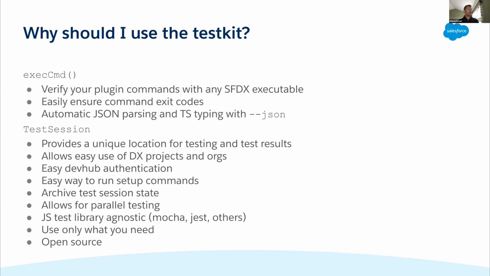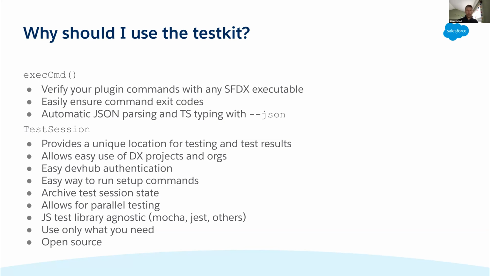Easy use of DX projects and orgs. If your plugin requires a project, you can point us to a GitHub URL, and we can clone it into the test session directory, switch the current working directory to that project, and use it during testing. If there's a project locally on your machine somewhere, we can copy it into the test session directory and use that. Or maybe your plugin just requires a project and you don't care what the contents of the project are. You can tell us to just generate one for you.